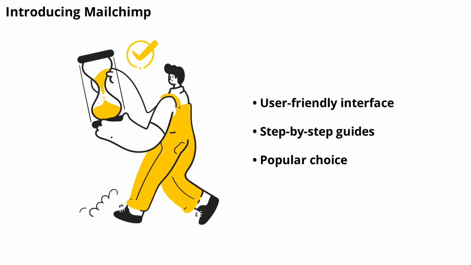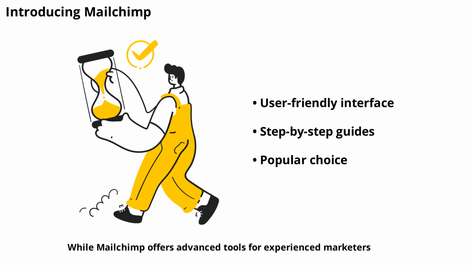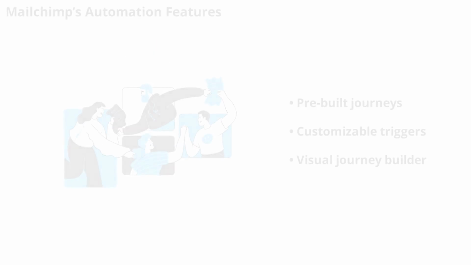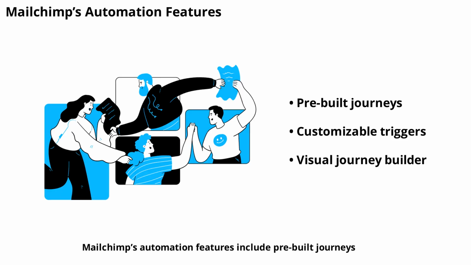MailChimp is one of the most well-known email marketing platforms, and it's popular for its user-friendly interface and robust automation features. While MailChimp offers advanced tools for experienced marketers, it also provides simple automation options that are perfect for beginners. The platform's step-by-step guides and templates make it easy to set up automated sequences, even if you're new to email marketing.